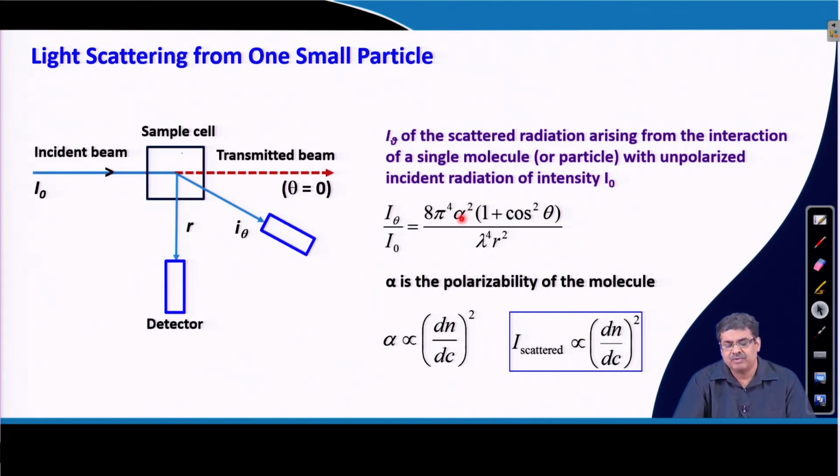Alpha is the polarizability, lambda is the incident light wavelength, r is the distance as shown here, and theta is the scattering angle. Now, alpha is the polarizability of the molecule, which relates to the term dN by dC squared. dN by dC is the refractive index increment. If we plot the refractive index of a solution against concentration, the slope will be the refractive index increment, which is related to alpha. Hence, the scattered light intensity for a small single particle is proportional to dN by dC squared.